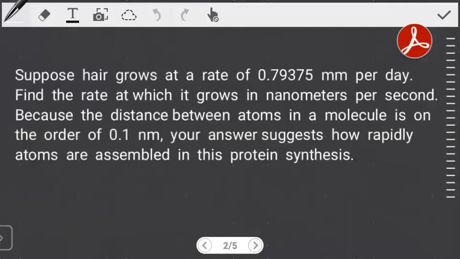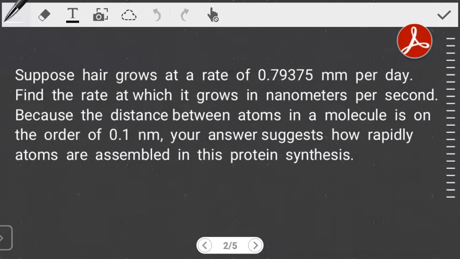Let's look at a question. So now we have a hair strand. We have hair that grows at the rate of 0.79375 millimeter per day. Find the rate at which it grows in nanometers per second. Now, because the distance between the atoms in the molecule is of the order of 0.1 nanometers, your answer suggests how rapidly atoms are assembled in this protein synthesis.